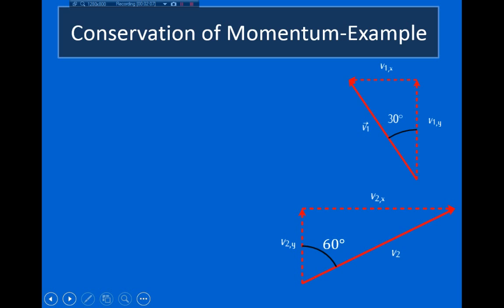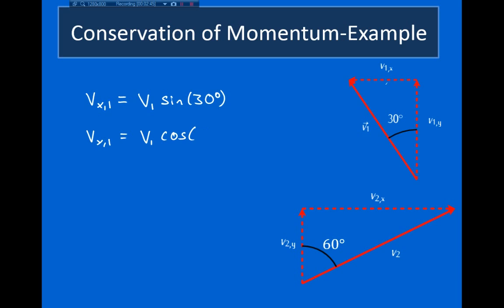Now, because we're looking at conservation of momentum in the x and y directions separately, we need to figure out how the x and y components of our velocities are related to these angles and the speed that the pieces are traveling at. So, looking at piece 1, we can see that the x component of v1 is opposite the angle of 30 degrees. So we see that the x component of v1 is equal to v1 times the sine of 30 degrees. And the y component of v1 is v1 times the cosine of 30 degrees. It'll be cosine because it is adjacent to the angle of 30 degrees.